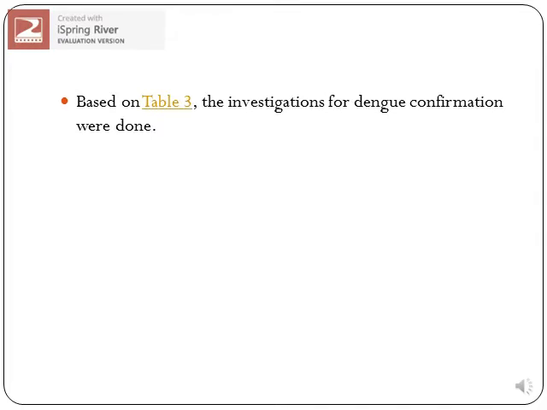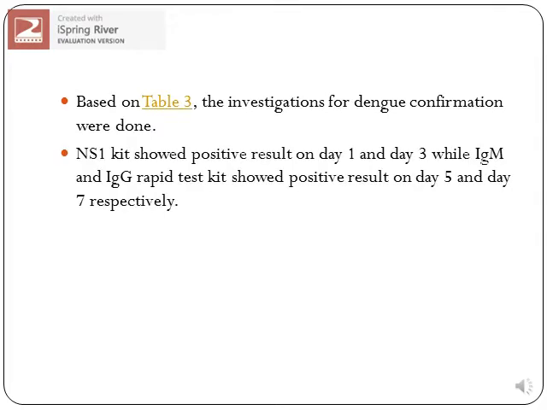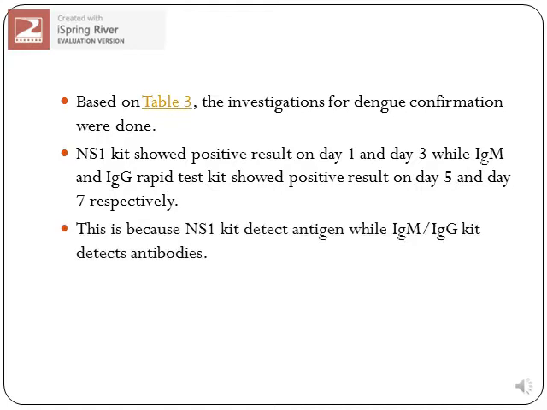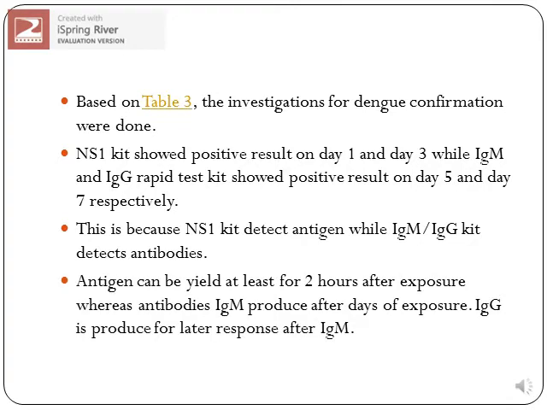Next, based on table 3, the investigation for dengue confirmation was done. We used the NS1 kit, which showed a positive result on day 1 and day 3, while the IgM and IgG rapid test kits showed positive results on day 5 and day 7 respectively. This is because the NS1 antigen kit detects antigen, while the IgM and IgG kits detect antibodies. Antigen can be detected early after exposure to illness, whereas IgM antibodies are produced after days of exposure, while IgG is produced as a later response.